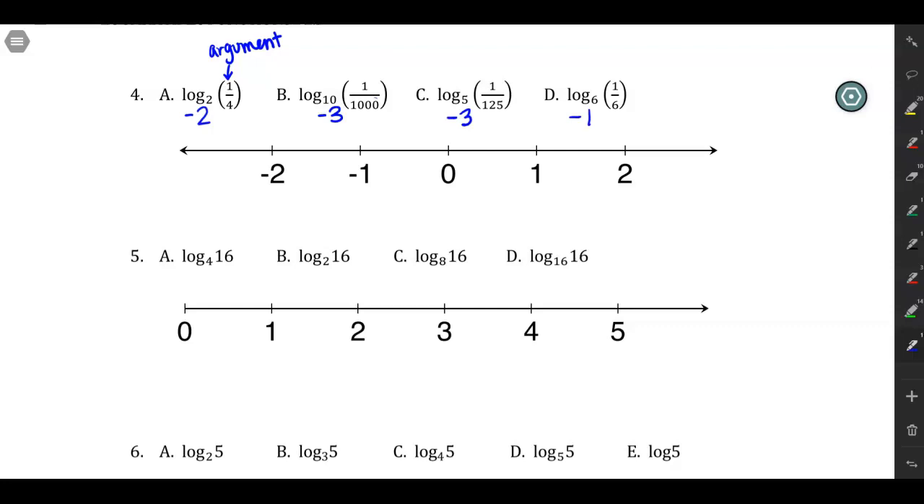And then you can go ahead and place those on the number line down here. Looks like I didn't make the right number line. You probably need to add your own -3 down here. So just remember, if you have a fraction as your argument, it means that the log is going to be negative.